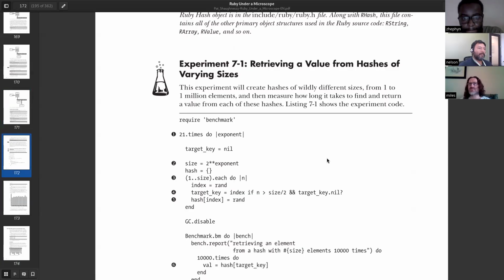One aspect of looking up instance variables uses a hash. I think it's in the class. It has some way of mapping from an attribute name to the index in the array where it's supposed to be. So it sounds like hashes are used all over the place inside of Ruby, which is what Nelson was just mentioning.